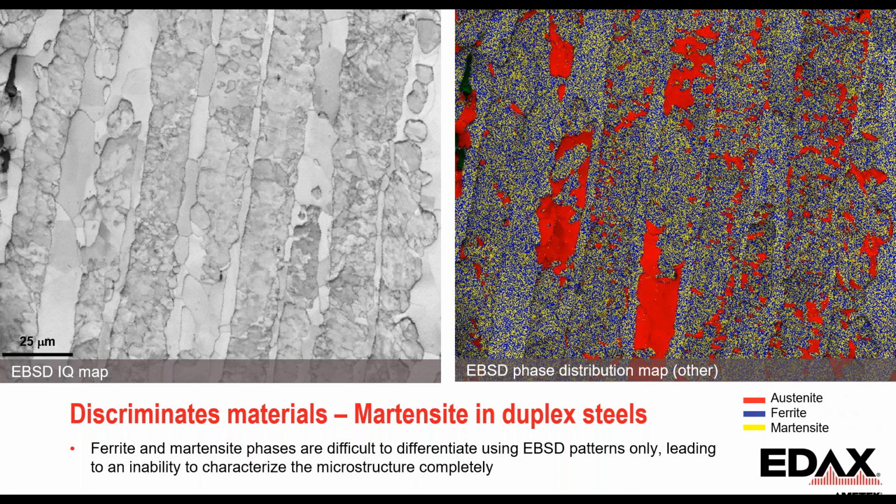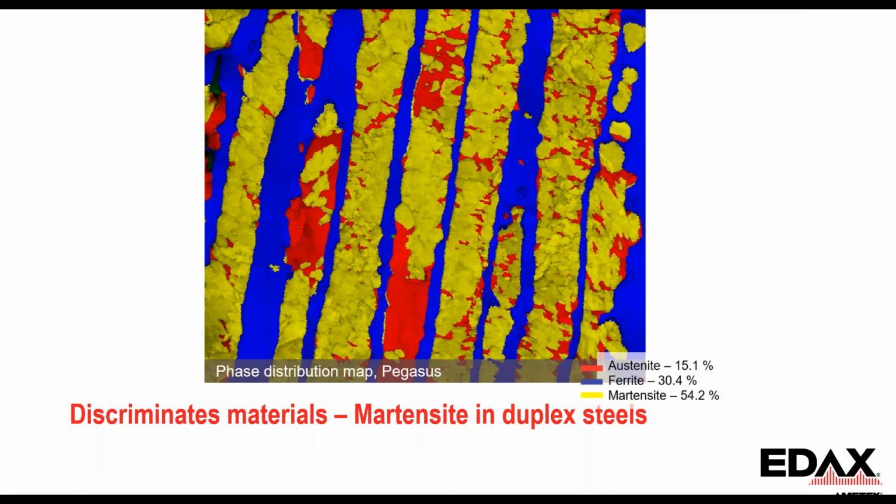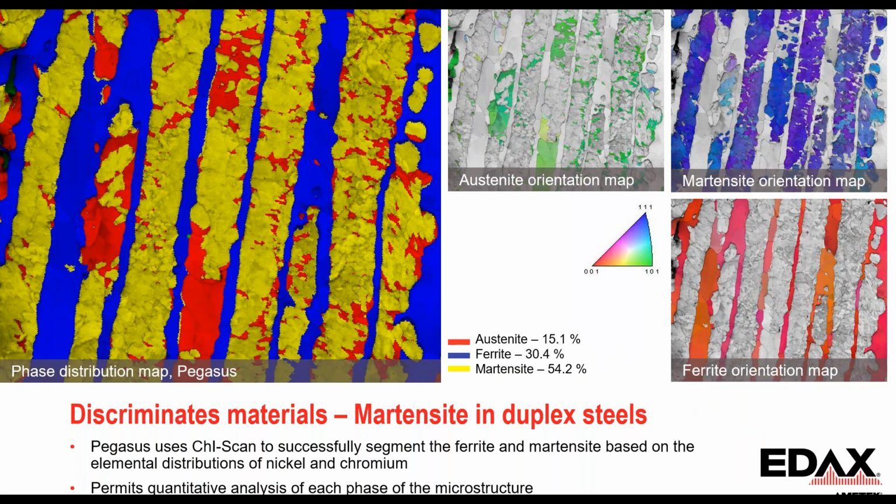But we can use the EDS information present to differentiate in this alloy the ferrite from the martensite. So we can see when we do that, we get nice phase differentiation here. Once we have that phase differentiation, then we can also make sure we identify the orientations of the particular phases. So we get quantitative analysis of each phase correctly by combining the EDS and EBSD data.